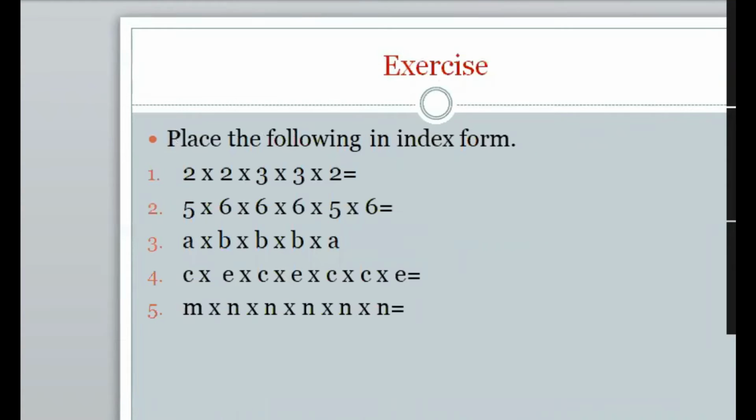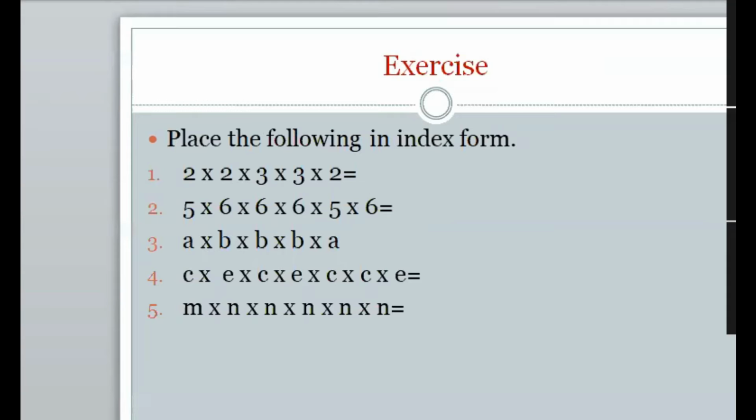Miss, for the last one, to get M alone, only one M, do you put the M alone or put the one at the top? Isn't it the same thing? M to the 1 power isn't the same thing as M? Yes, miss. So either one would be correct.